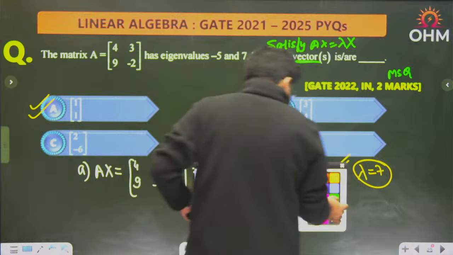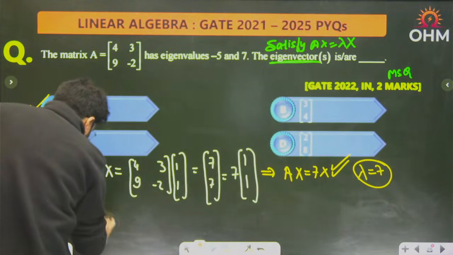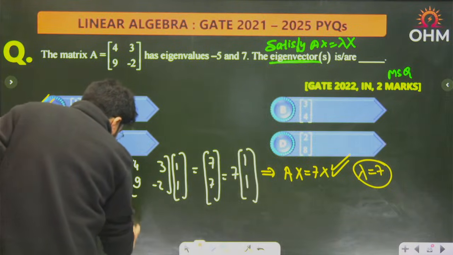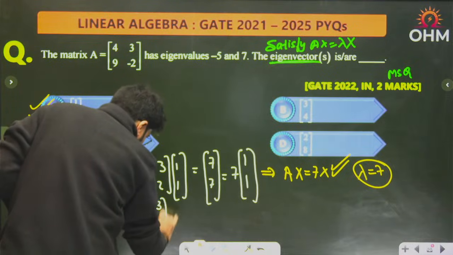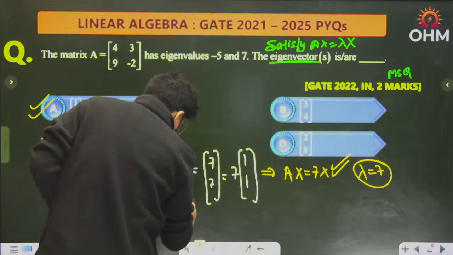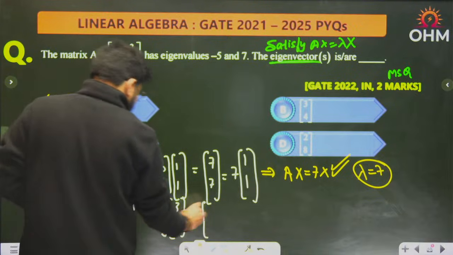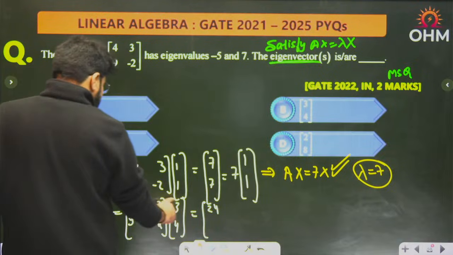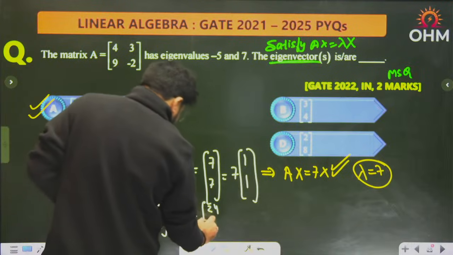Because it is MSQ, it is important to scan all the options. I will go to option B, A into X. A means the same matrix 4, 3, 9 and -2 multiplied by X. What is the X vector? It is 3, 4. Now when you do the multiplication, 4 times 3 plus 3 times 4, 12 plus 12, this is 24. Then 9 times 3, 27, and -8, 19.